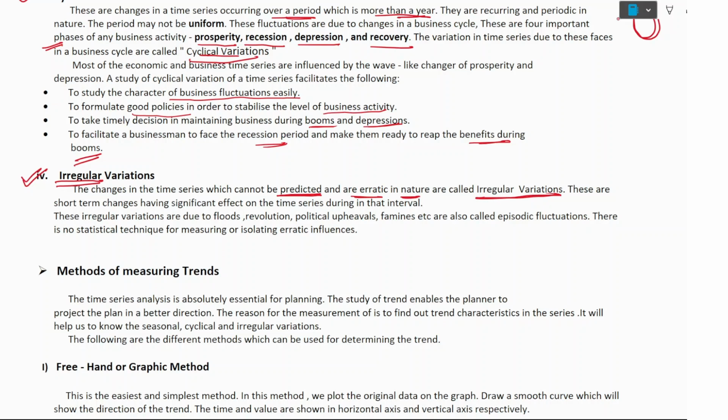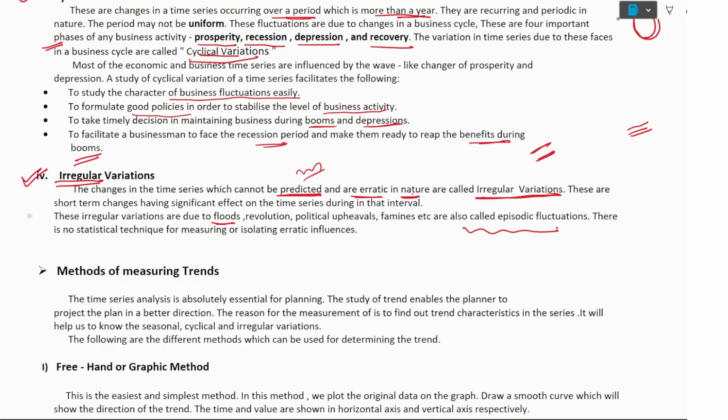The best examples are floods and tsunamis. Floods, revolution, political unrest, and famine are called this kind of fluctuation. In the time of COVID, no one predicted that. Therefore, what cannot be predicted or is erratic in nature is called irregular variation.